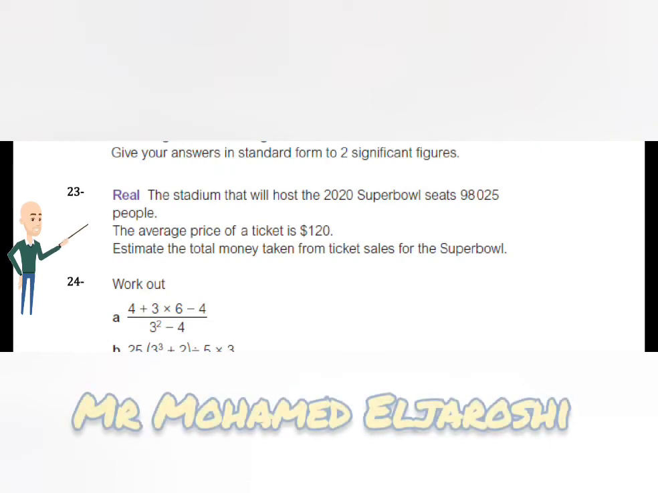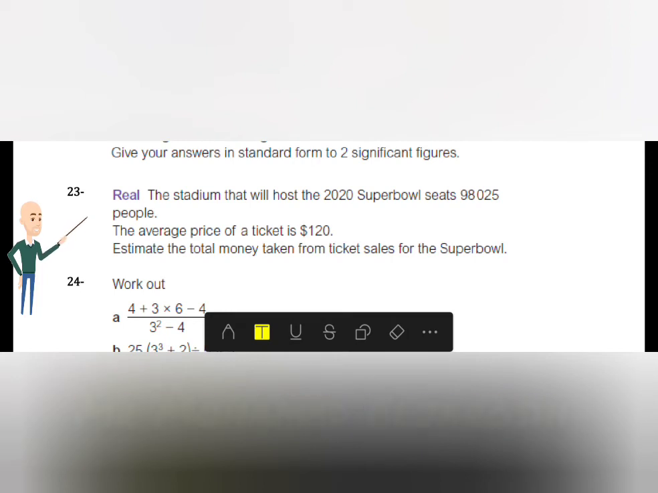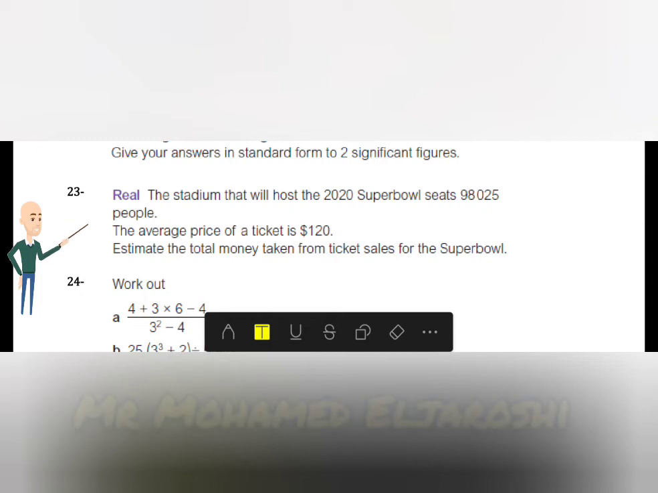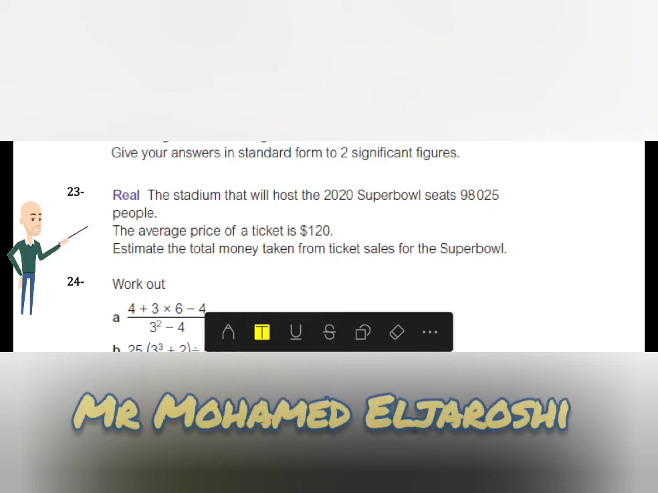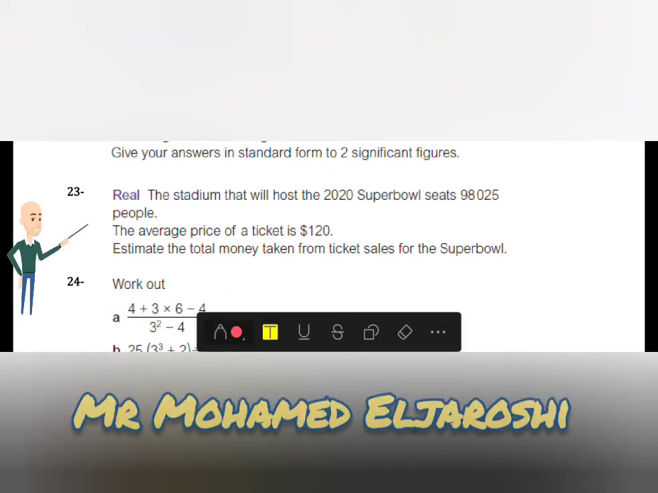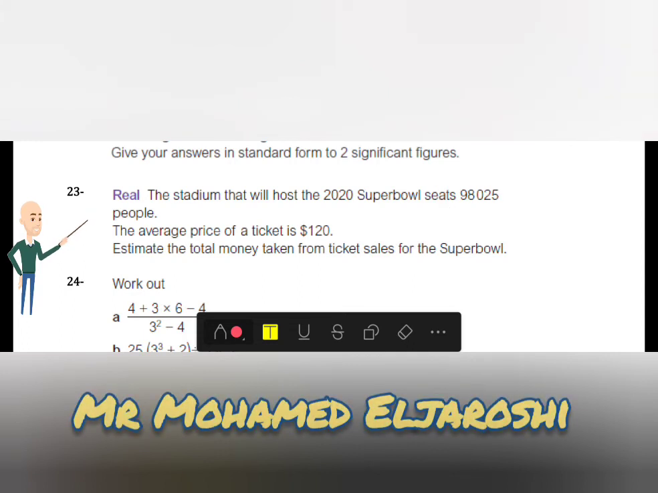Question 23. The stadium that will host the 2020 Super Bowl seats 98,025 people. The average price of a ticket is $120. So the Super Bowl here in 2020, 98,025 people, and the ticket is $120. Now the question says, estimate the total money taken from ticket sales for the Super Bowl.